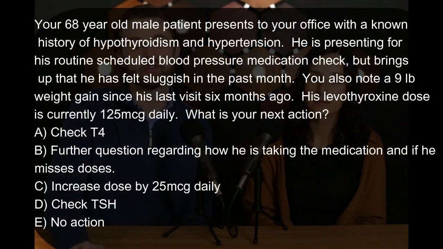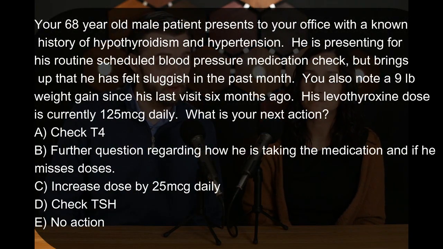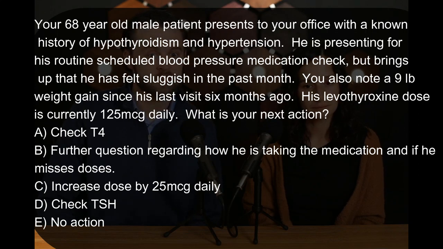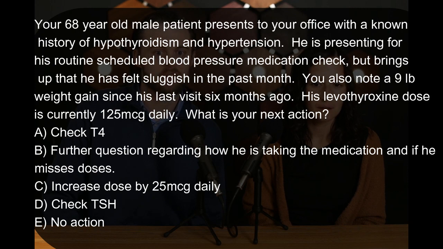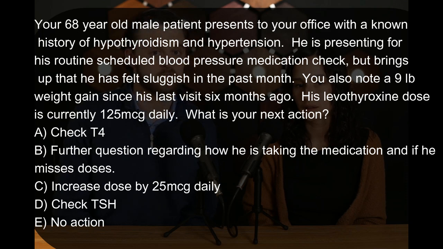Your 68-year-old male patient presents to your office with a known history of hypothyroidism and hypertension. He is presenting for his routine scheduled blood pressure medication check, but brings up that he's felt sluggish in the past month. You also note a 9-pound weight gain since his last visit 6 months ago. His levothyroxine dose is currently 125 micrograms daily. What is your next action?